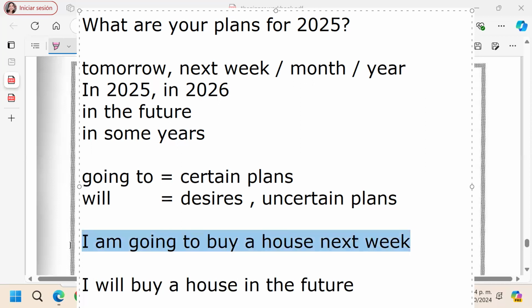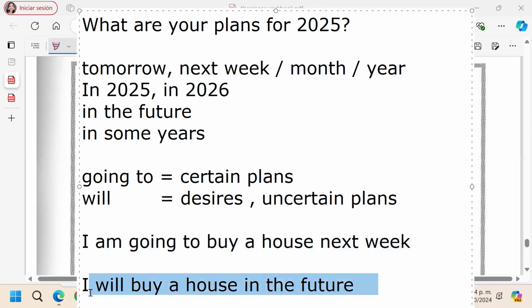I'm going to buy a house. This is not so sure. It's uncertain. That's the difference. Okay? Esa es como la diferencia entre esos dos, going to or will. Pero ambos son para futuro. Both are for the future tense. Do you understand?